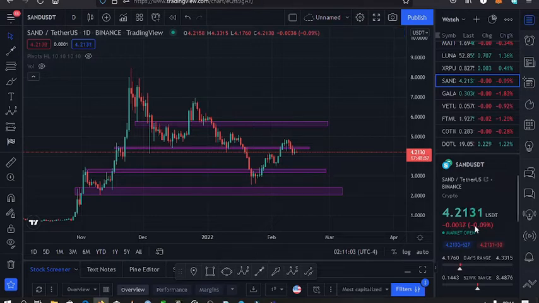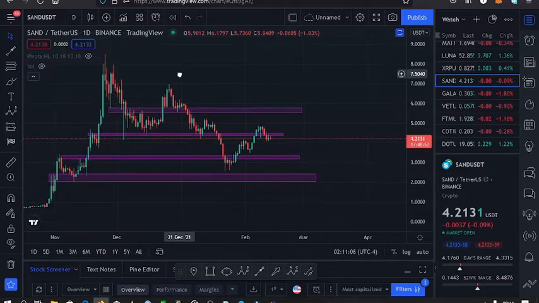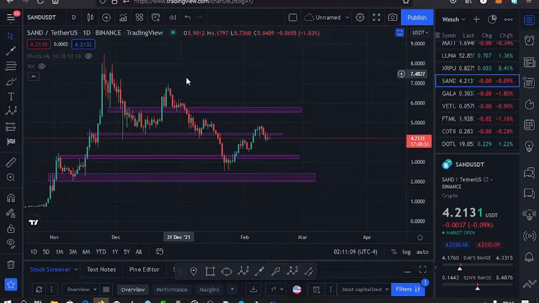The current price for sand is at the $4.2 mark, and according to TradingView the market is down by 0.09%. What I have on the screen is the daily chart, and from this daily chart I have my key supports and resistances that I'm watching. A key support on the $3.3 mark, another one on the $2.23 mark, a key resistance on the $4.5 mark, and another one on the $5.6 mark.